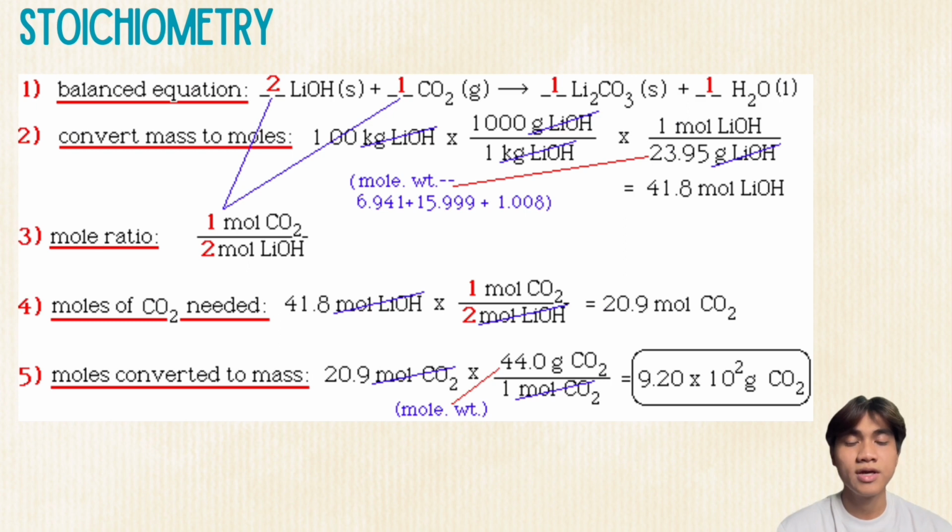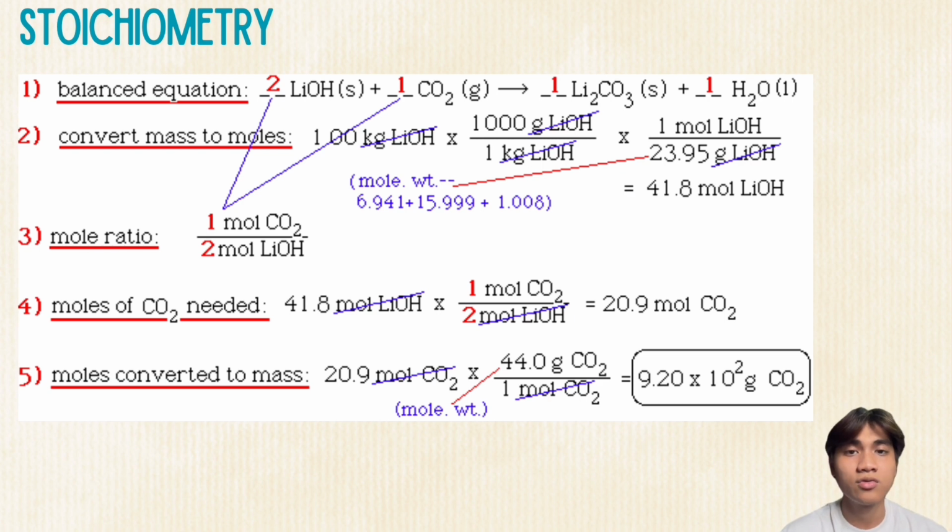We will go through the example of stoichiometry calculation for the reaction between lithium hydroxide and carbon dioxide in this section. First step is balance the equation. After balancing, we get 2 mole of lithium hydroxide plus 1 mole of carbon dioxide and produce 1 mole of lithium carbonate plus 1 mole of water.